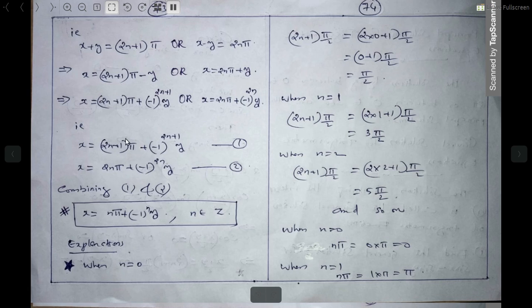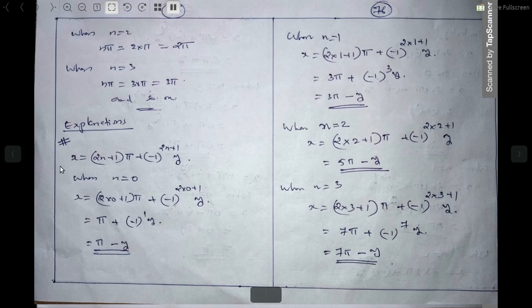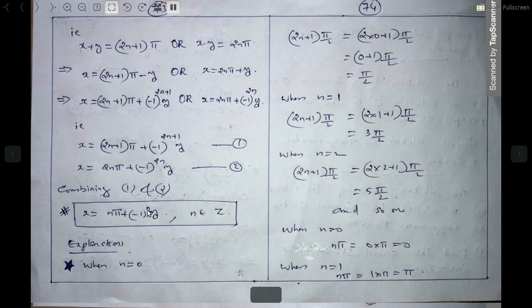So comparing these two equations, we got this one, x is equal to n pi plus minus 1 whole raised to n y. So you learn this formula by heart. So how do we get this one? That is explained by using this hash here. I am using a hash here, so we can explain this one. x is equal to n pi plus minus 1 whole raised to n into y, comma n belongs to Z. Z means set of integers, 0, 1, 2, 3, 4, these are integers. Similarly, minus 1, minus 2, minus 3, all these are integers. Before discussing this we can discuss these two equations.